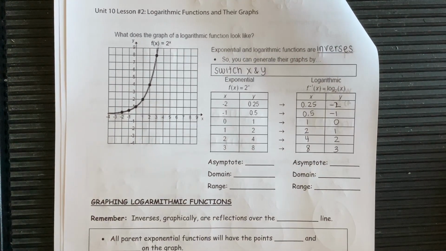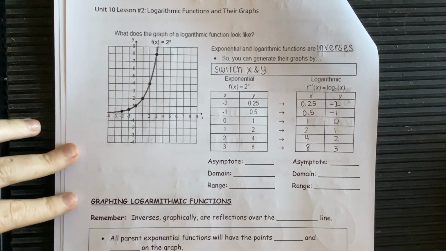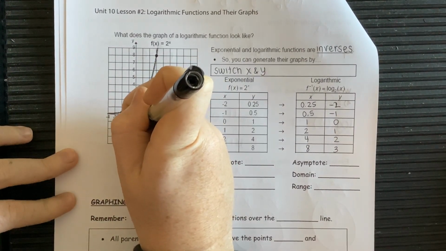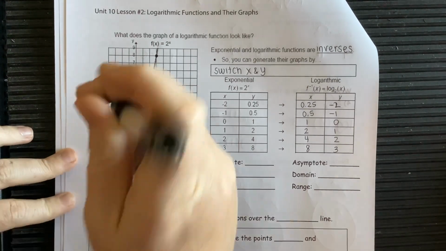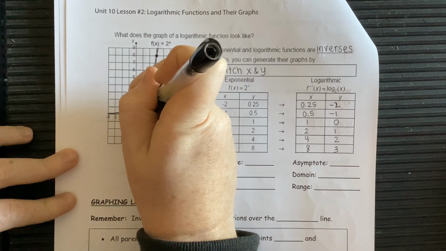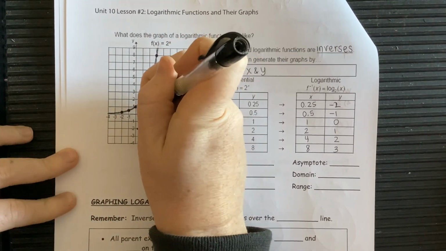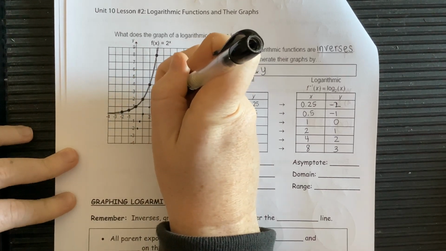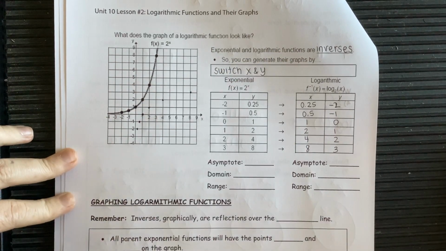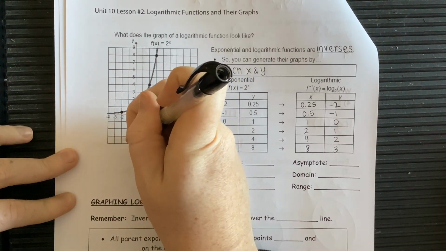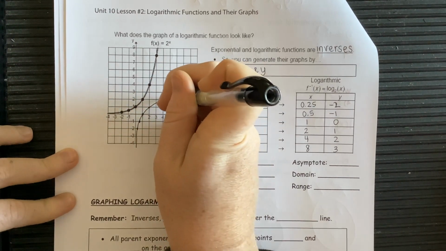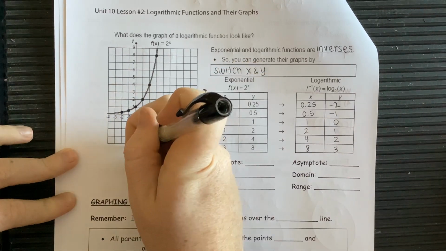All right, if we started to graph that, my x is 0.25, my y is negative 2. So that's about right here. Then I have 0.5, negative 1. That puts me about right there. 1, 0, 2, 1, 4, 2, and then 8, 3. All right, so you get a graph that's going to end up looking like this.